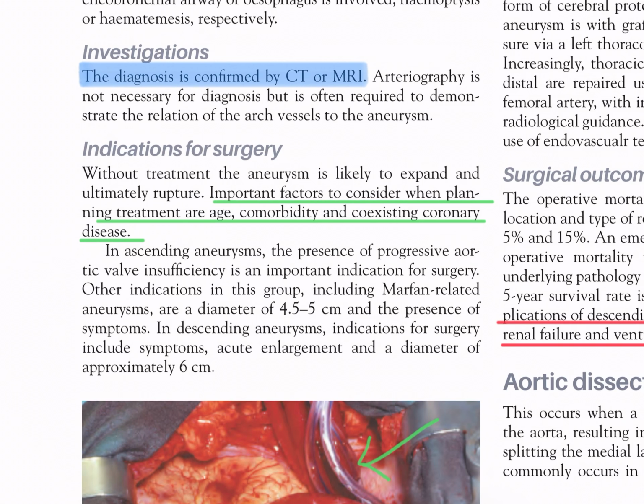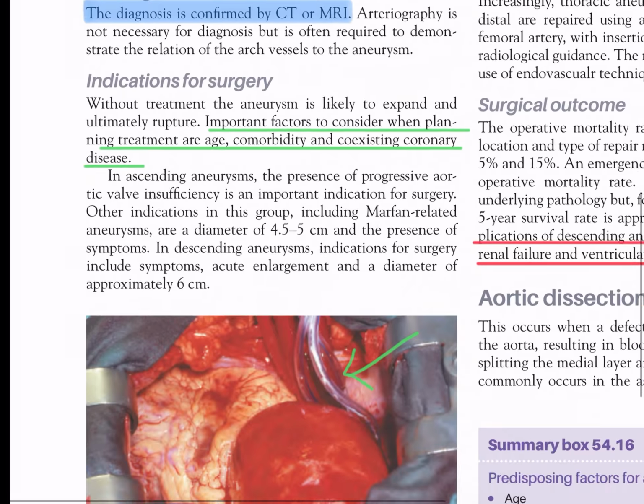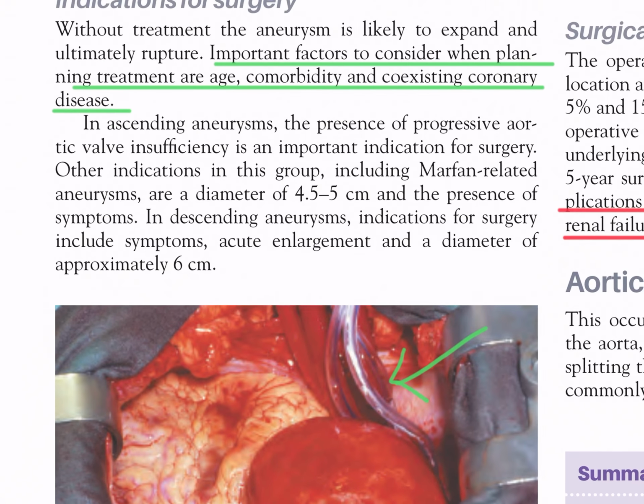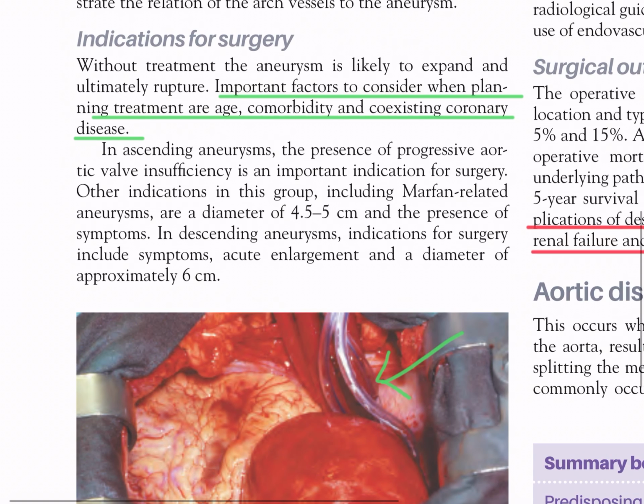aneurysm. Indications for surgery. Without treatment, the aneurysm is likely to expand and ultimately rupture. Important factors to consider when planning treatment are age, comorbidity, and coexisting coronary disease. In ascending aneurysm, the presence of progressive aortic valve insufficiency is an important indication for surgery. Other indications in this group, including Marfan-related aneurysms, are a diameter of 4.5 to 5 cm and the presence of symptoms. Whereas in descending aneurysms, indications for surgery include symptoms, acute enlargement, and a diameter of approximately 6 cm.